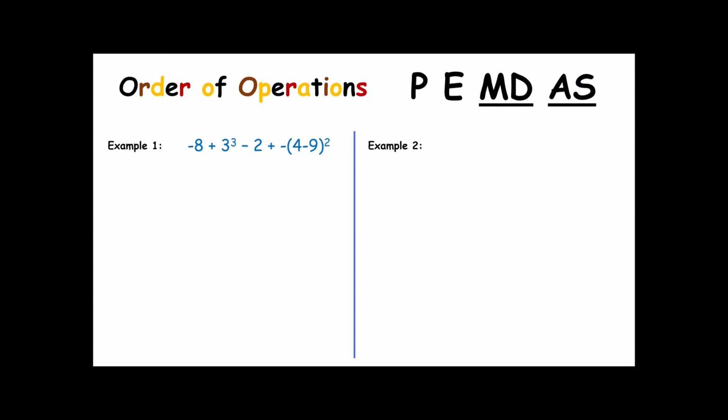Here's another example for you. Once again, I'd suggest that you pause the video, try it on your own, and then watch. I'm going to do this one a little faster this time. Parentheses first. Notice I rewrite everything exactly as it was given to me. The only change that I made was the 4 minus 9.